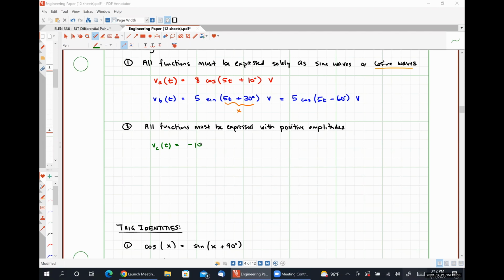I believe before I got kicked off of Zoom that I had finished converting the expression 5 sine 5t plus 30 degrees volts into 5 cosine 5t minus 60 degrees volts by applying trig identity number 2. Okay.